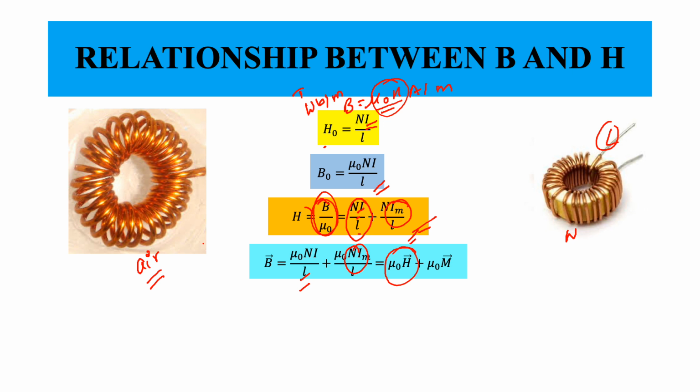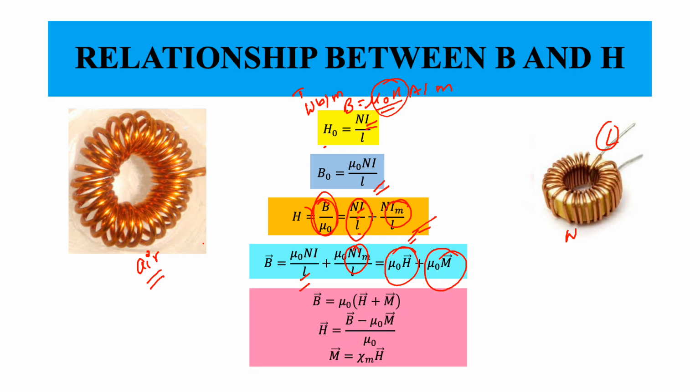So B is equal to mu naught H plus something else. That something else is magnetization. Since there is a mu naught sitting inside, we need to multiply this one with mu naught as well. So what we actually have is a relationship which says that B is equal to mu naught H plus M. Equivalently, H can be written as B minus mu naught M by mu naught.